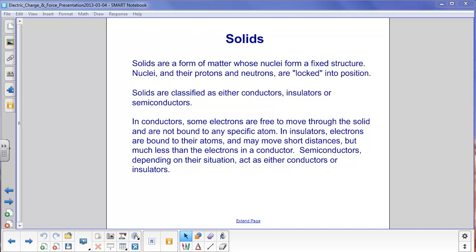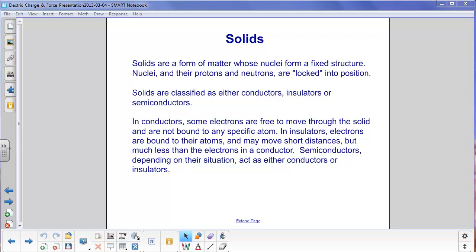Of the four phases of matter, solid, liquid, gas, and plasma, which contains high-energy ionized particles, we will be focusing on how solids behave with respect to electric charges and forces. The nuclei in solids form a fixed structure. They are locked into position.